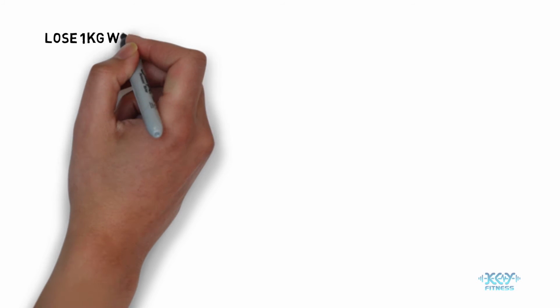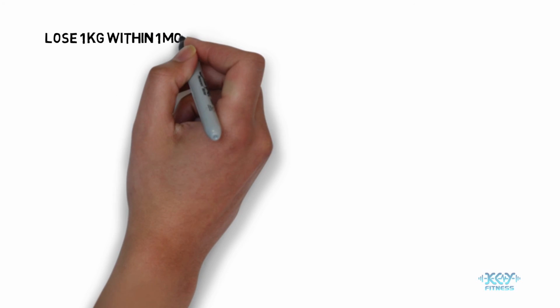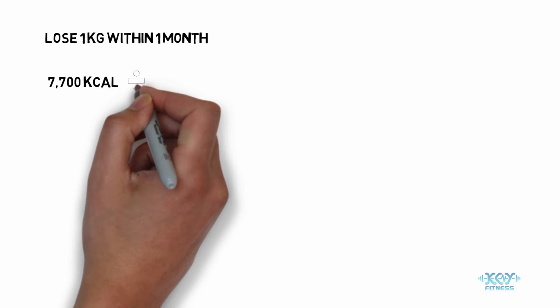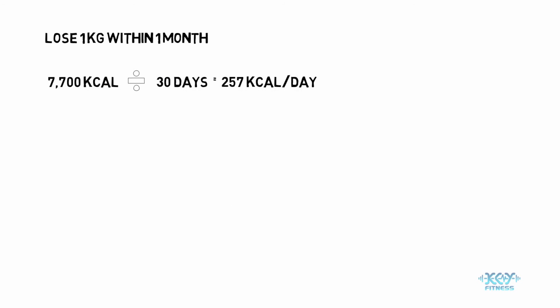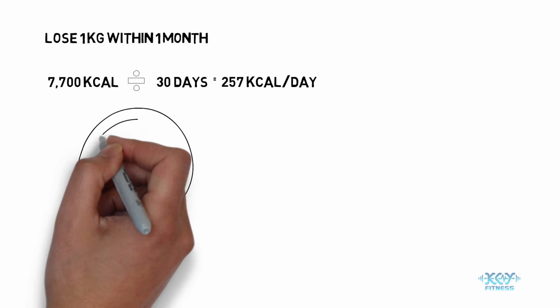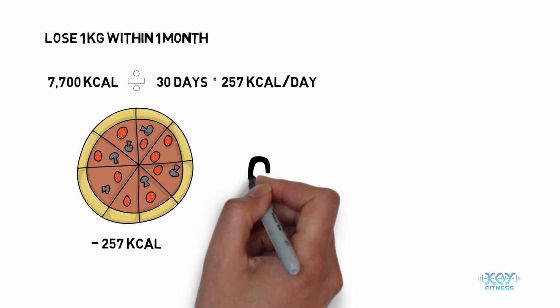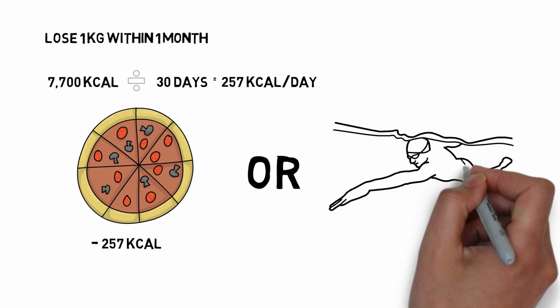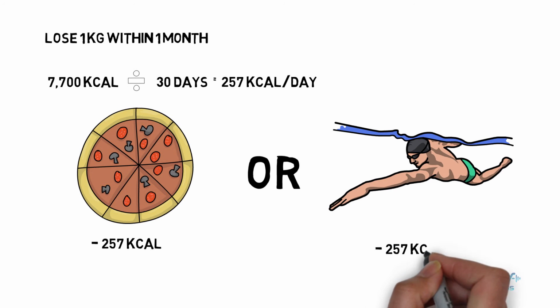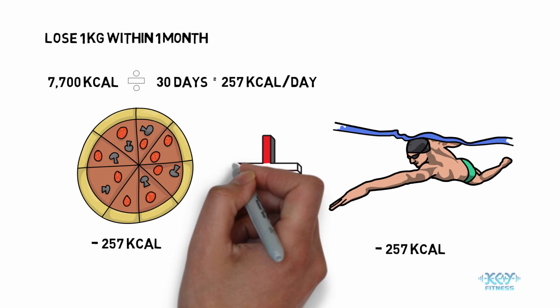Using the same example, let's say you wish to achieve it within a month or 30 days. On average, you have to cut down 257 kilocalories every day. You can either decrease 257 kilocalories from your meals or do the exercises that will burn 257 kilocalories per day. To be more effective, I would suggest you apply both methods at the same time.